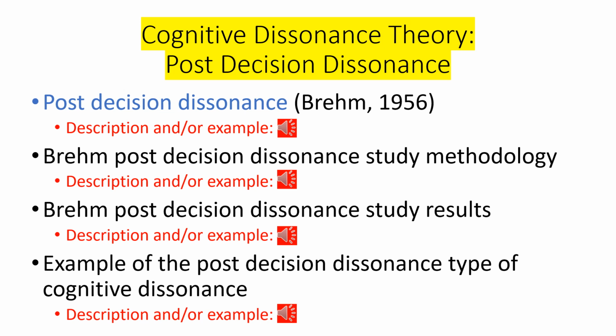Then Jack would ask them to re-rate the items. And what he was interested in was whether or not their rating would change from the time that they rated them prior to selecting the item. What Brehm found was completely consistent with cognitive dissonance. Specifically, individuals increased their rating of the item that they chose and decreased their rating of the item that they didn't choose. This makes sense.